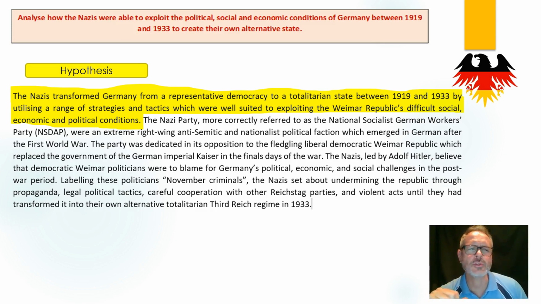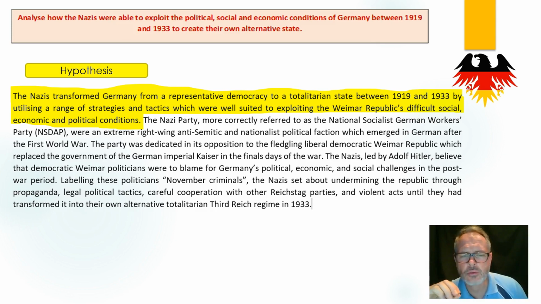It answers the question. The question says, analyse how the Nazis were able to exploit political, social, economic conditions. The hypothesis says it was able to transform Germany from the Weimar Republic to a totalitarian state by using a range of strategies and tactics that were well suited to exploiting the social, political, and economic conditions.